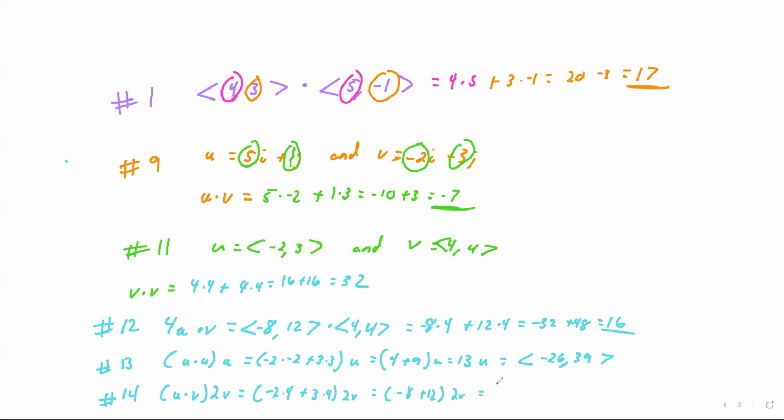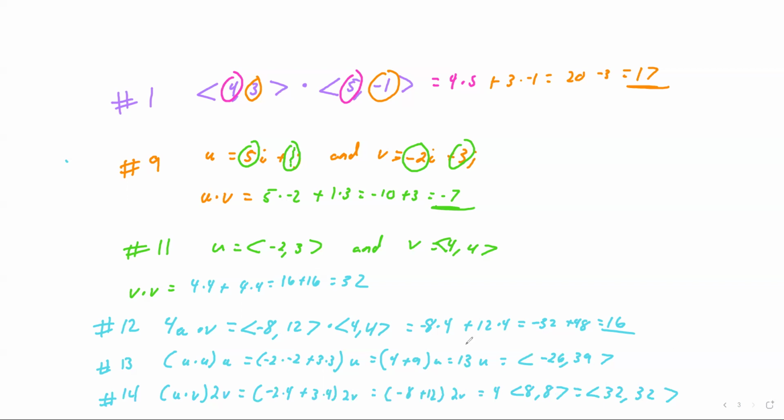So that gives me -8 plus 12 times 2v. And then this becomes 4. And then I'm going to go ahead and take this 2 and distribute it into my v. That'd give me 8 and 8. You could have done 2 times 4 and got 8 and multiplied it, and you would still get 32 and 32. Either process would have worked there. Both of those are completely correct.